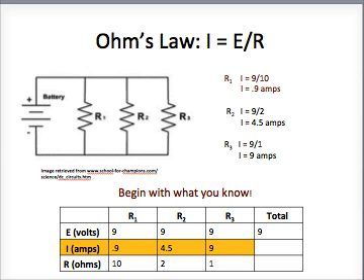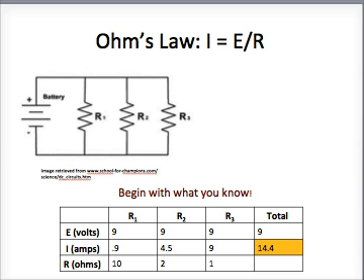Now we apply Ohm's law and find the current across each resistor. Current is equal to voltage divided by resistance. Plugging in the values for resistor 1, the current equals 9 volts divided by a resistance of 10 ohms, giving us a current of 0.9 amps. Following the same process, we get 4.5 amps for resistor 2 and 9 amps for resistor 3.